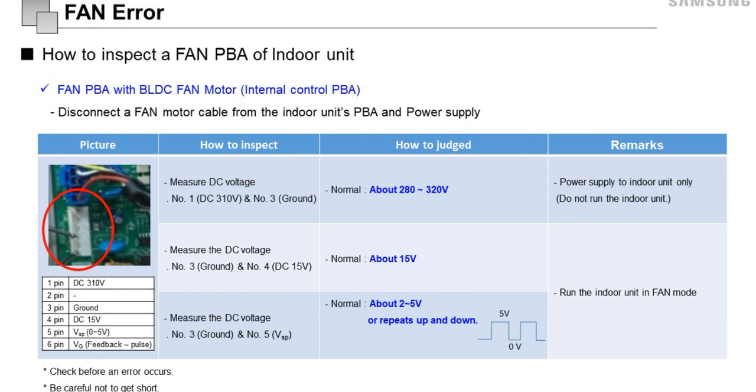As we have seen so far, you can easily check the fan motor and PBA if you have only a multimeter.